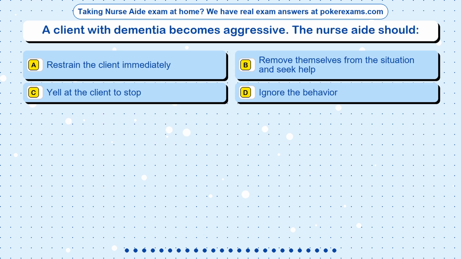Question 16. A client with dementia becomes aggressive. The nurse aide should: Option A, restrain the client immediately. Option B, remove themselves from the situation and seek help. Option C, yell at the client to stop. Option D, ignore the behavior.